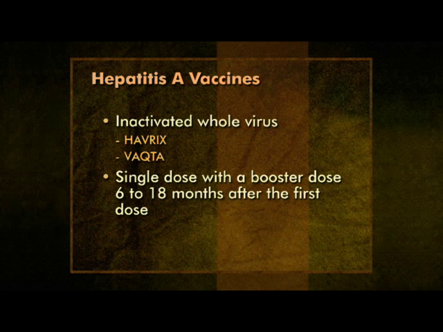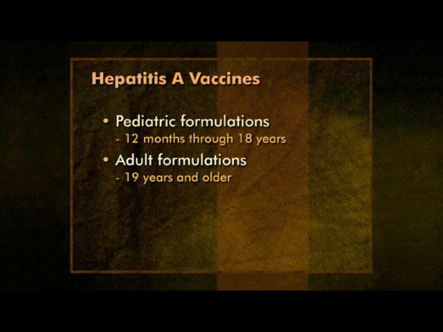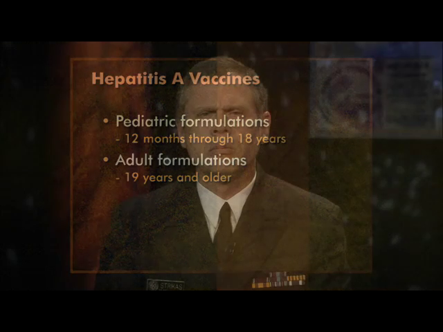Both are given as a single dose, with a booster dose 6 to 18 months after the first dose. Both vaccines are available in pediatric and adult formulations. The pediatric formulations of both vaccines are for persons 12 months through 18 years. The adult formulations are for persons 19 years and older.